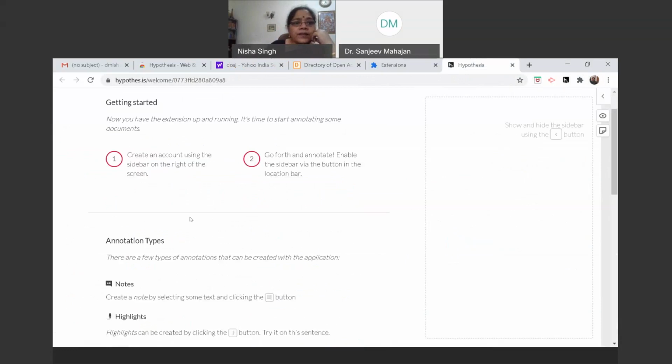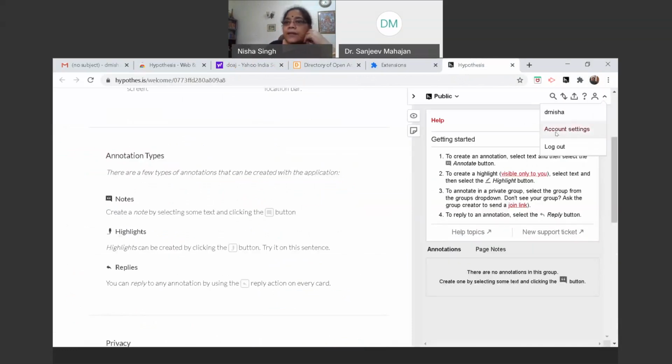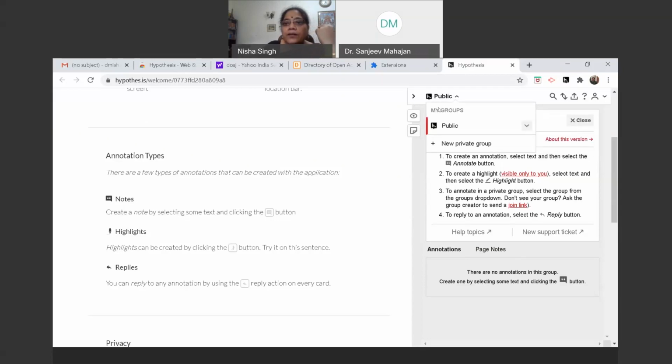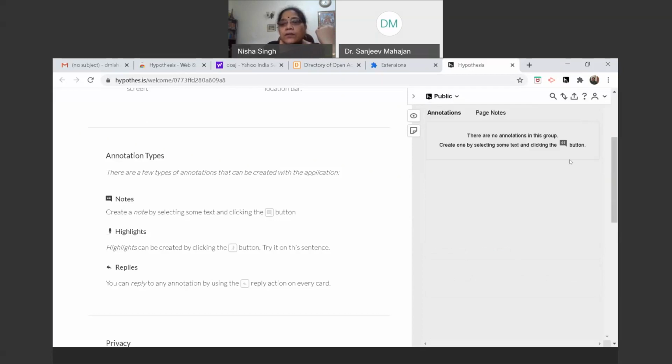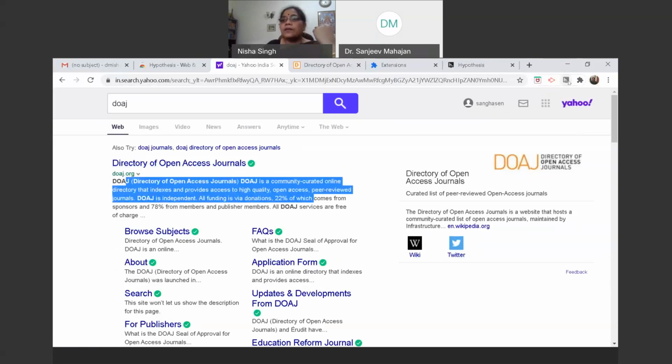Go forth and create an account. Why is it getting started? Here our start has happened. There's no annotation in this group. I am in public, right? I am in public. Let me close this. There's no annotation. If I annotate something here, then it is getting deactivated.